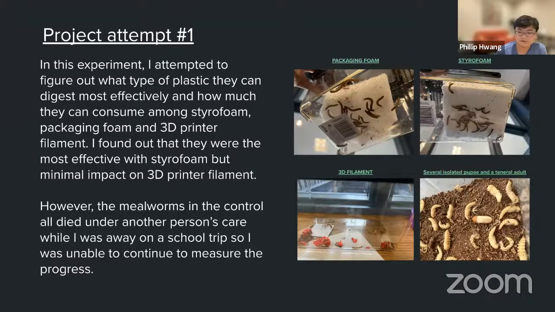And I found that the mealworms were visibly eating styrofoam and packaging foam, and they had minimal impact on the 3D printer filament. But I wasn't fully able to finish the experiment because the control died while I was away on a school trip. About 70% of the mealworms in the control died. So I decided to completely scrap this experiment because it wasn't going to give people accurate results.